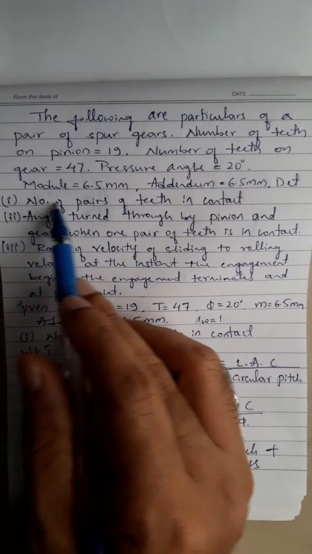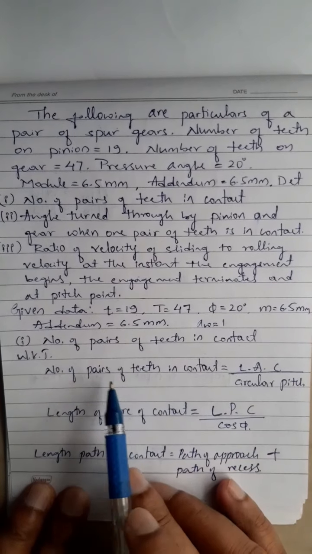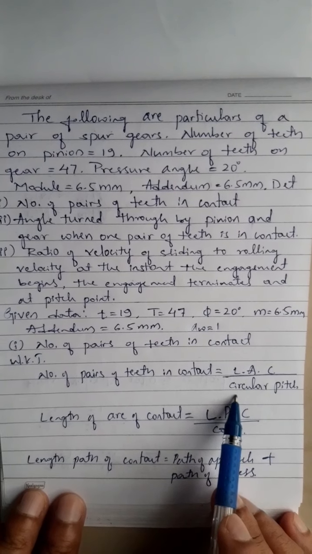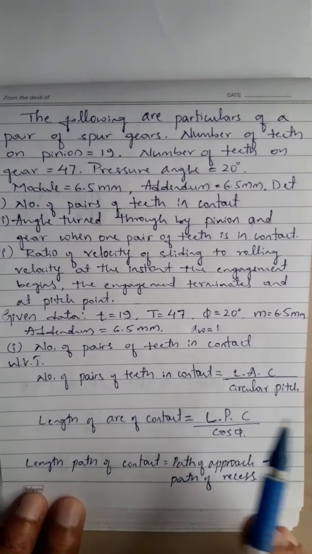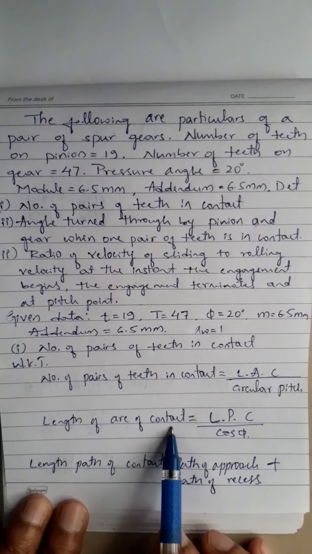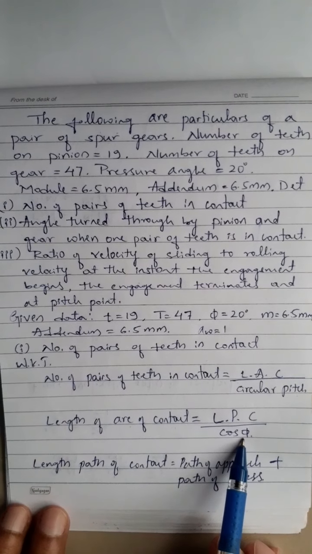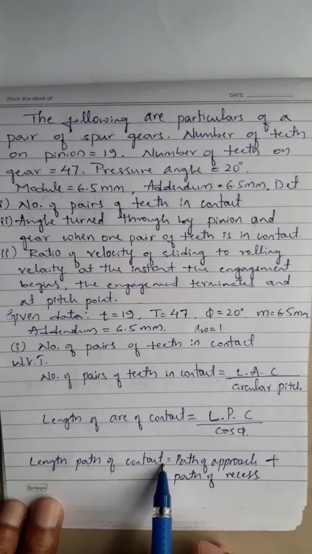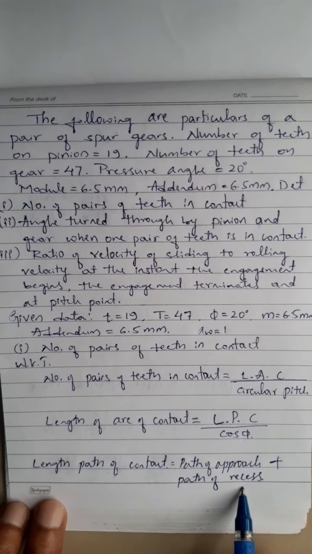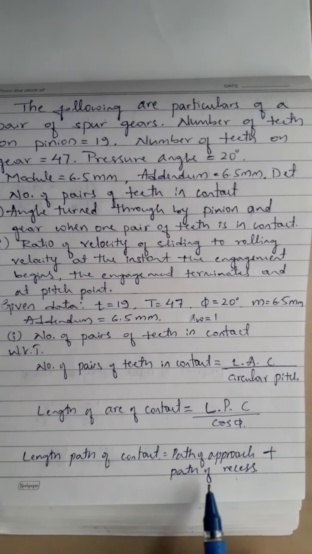Start with the first parameter, number of pairs of teeth in contact. We know that the number of pairs of teeth in contact is equal to the length of arc of contact divided by the circular pitch. To find the length of arc of contact: length of arc of contact is equal to length of path of contact divided by cos phi. And we know that the length of path of contact is the sum of path of approach plus path of recess. So we have to find these two parameters first, path of approach and path of recess.